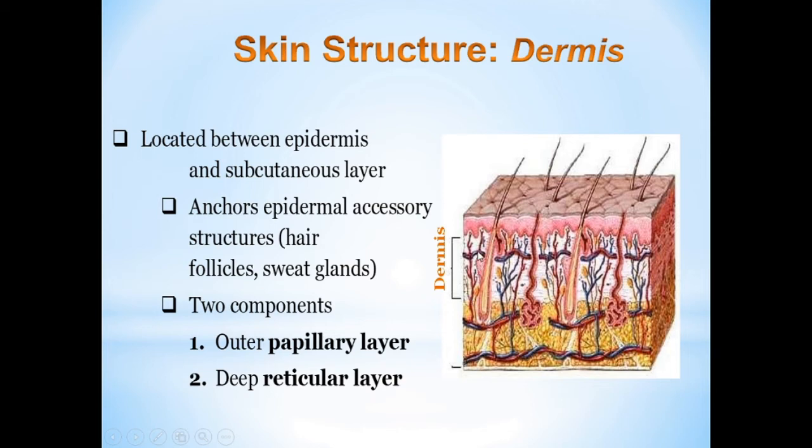It anchors the epidermal accessory structures like hair follicles and sweat glands. Means what? This dermis helps to anchor the accessories which are present in the epidermis, and because of the dermis, the accessories of the epidermis get adhered. There are two components present in the dermal layer. First one is the outer papillary layer and second one is the deep reticular layer.